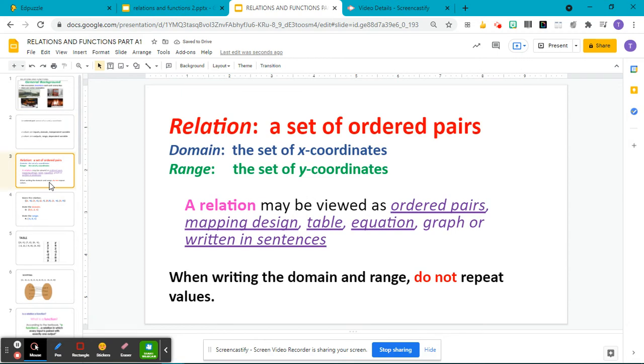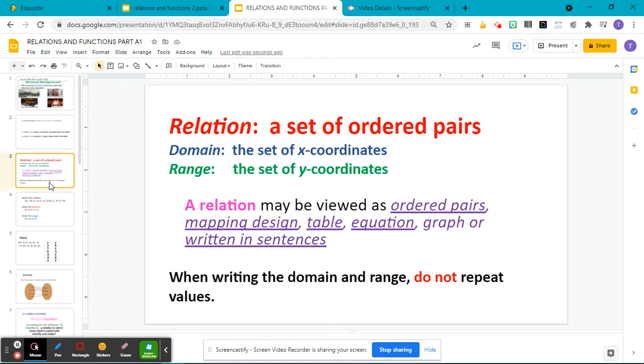A relation is a set of ordered pairs. So we've got an ordered pair. Now we've got a set, and a set simply means multiple. We've got more than one ordered pair. The domain, we already said, is the x coordinate. The range, we said, is the y coordinate.